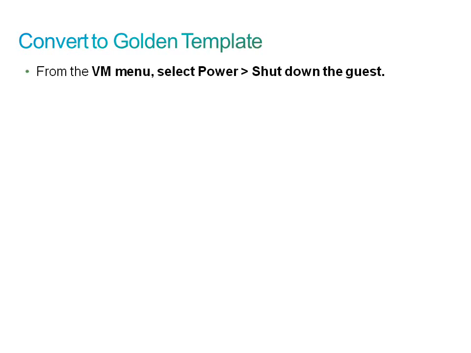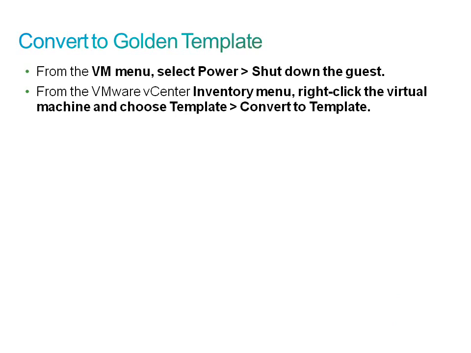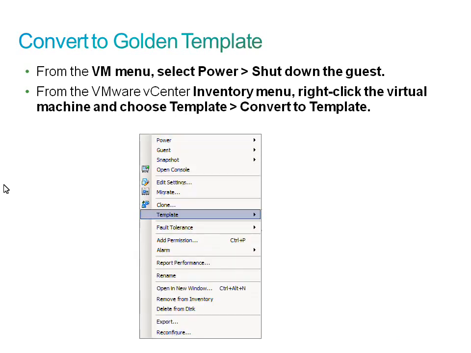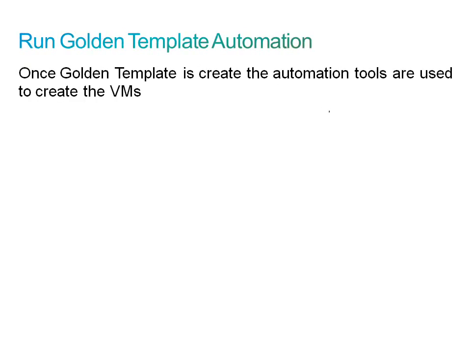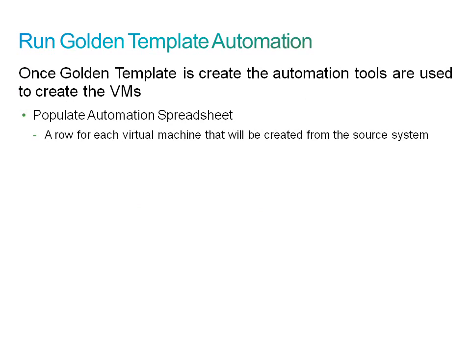The process of converting the virtual machine to a template is fairly simple and straightforward. First, make sure the virtual machine you are going to convert has been shut down. Now, from the VMware vCenter inventory menu, right-click on Virtual Machine and select Template, and then click Convert to Template. The name of the golden template should be made the same as the name of the virtual machine.